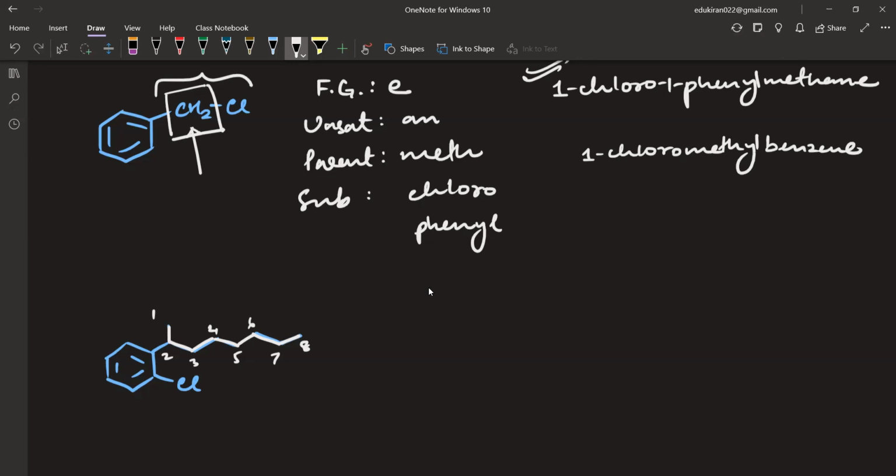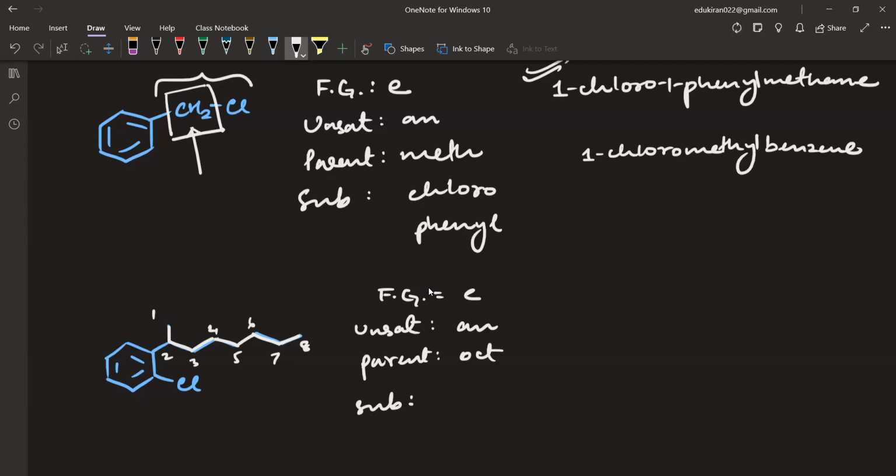Now, what will be our functional group in this case? Since we don't have any functional group in this chain, we will write this as E. Then with the unsaturation. Now, since all of these carbons are single bond, there is no double or triple bond, this will be AN. Then the parent will be OCT because we have 8 carbon atoms. And then there will be a substituent. Now, the substituent will be this whole thing with the benzene and the chlorine.